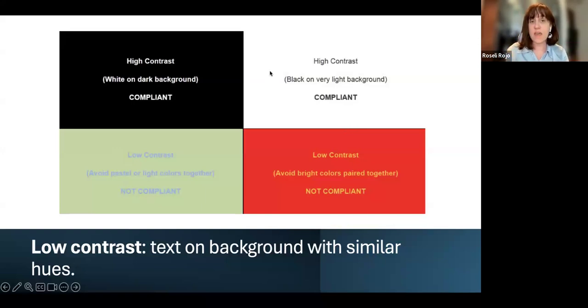So you will see that in the first case, when I use the text in white and the background in black, this is wonderful because we are really able to see what the text is saying to us, even though the text size could be very small. In the second case, it's the same.